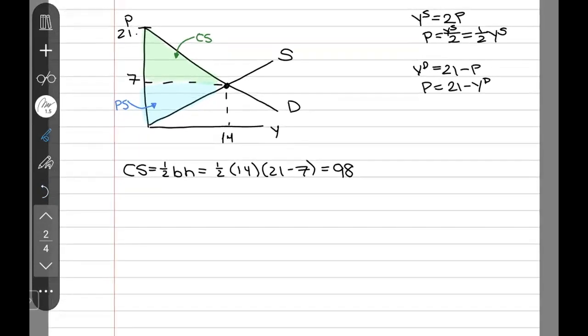And then for the producer surplus, we take the blue triangle. So again, a half times base times the height. The base is still the same as the quantity. And the height is now 7 minus 0, because it's just this. So now we take a half times 14 times 7, so that's going to be 49. And so if you add those together, you're just going to get your total welfare. So 98 plus 49.